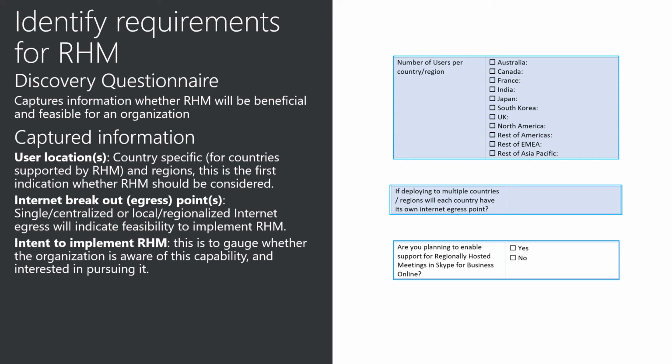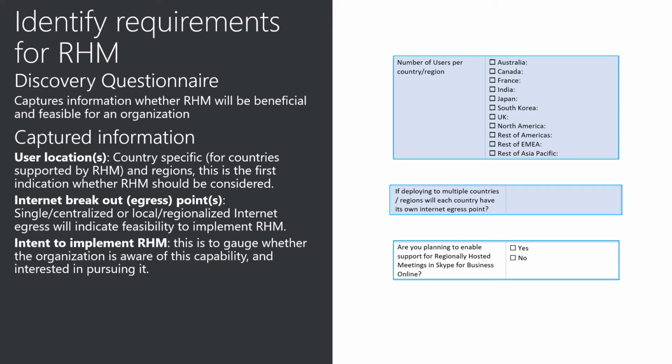The granular questions on user locations, and look how it is currently very specific to where users can be placed when implementing RHM, will provide the first indication whether RHM is required or not. The next question around internet breakout or egress point will identify whether the organization is actually ready to support RHM implementation, or whether there will be an uphill battle to get to the point when RHM can provide a benefit to the organization.